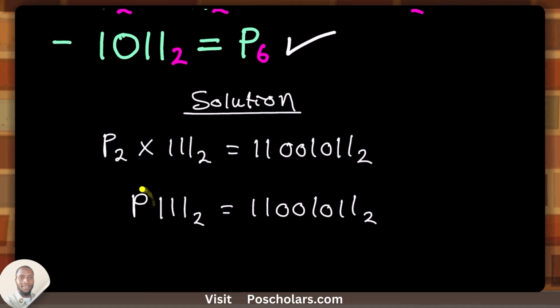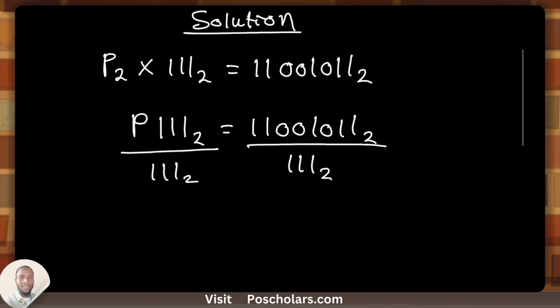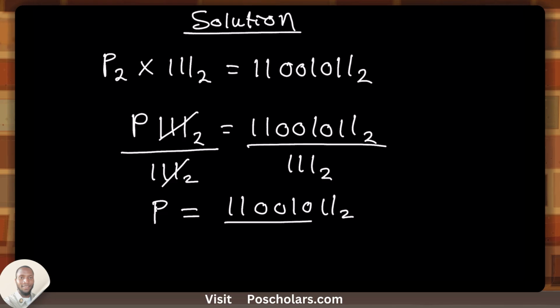Now we are to find the value of P. To find the value of P, we already know that multiplication is connecting P and 111. So we divide the left hand side and the right hand side by 111 base 2. Doing so, we have P over 111 base 2 equals 11001011 base 2 over 111 base 2, right? Now, you see 111 base 2 cancels 111 base 2. So we have that P is equal to 11001011 base 2 over 111 base 2.